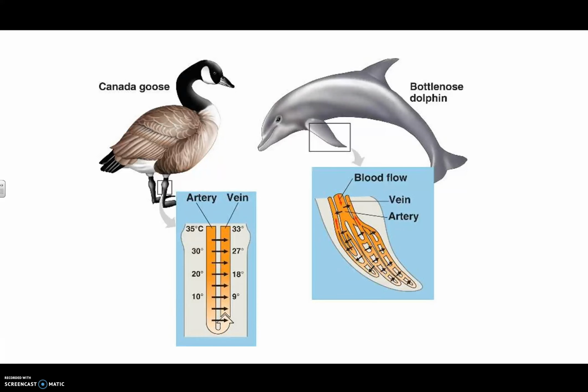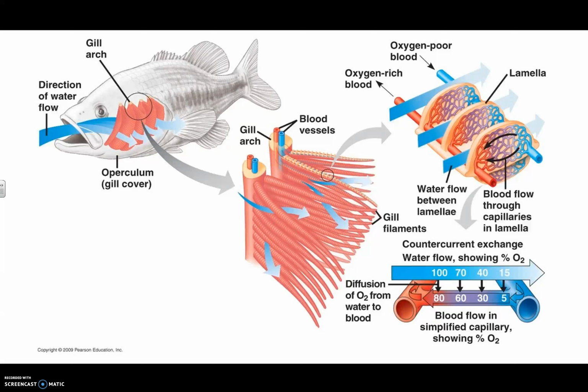So again, it's called a counter current exchange mechanism because we've got these things lined up in parallel, and one side is causing the other side to increase in quantity. In this case, it's temperature. In this next picture, same idea, counter current exchange, but this time it has to do with oxygen.